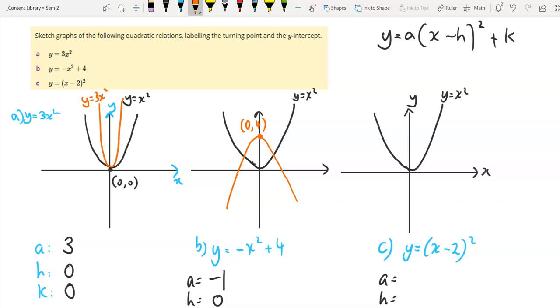Coefficient. Oh no, because 4's... This 4 you mean? Yeah. So that 4 means, so A, B and C, so H and K are your turning point. So it's going to be at 0, 4, so it's going to be up there somewhere. And then when A's negative, it flips it over. Yep, that's exactly right.